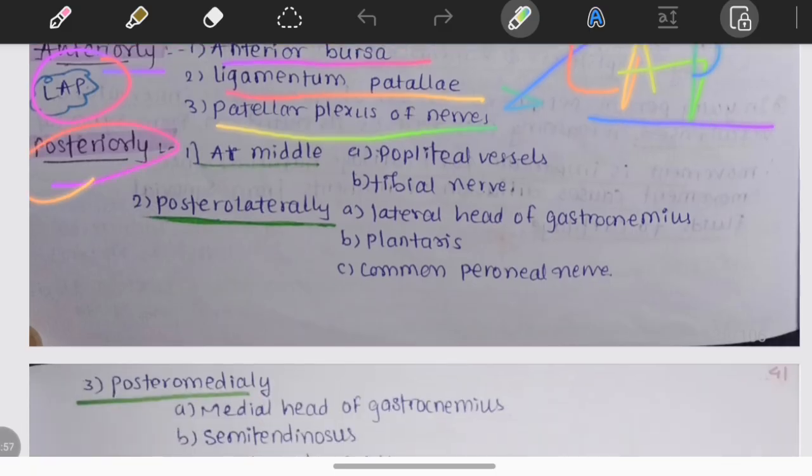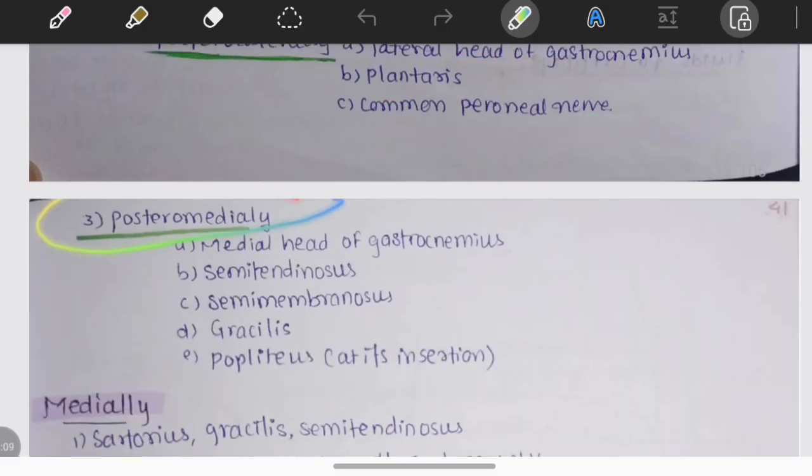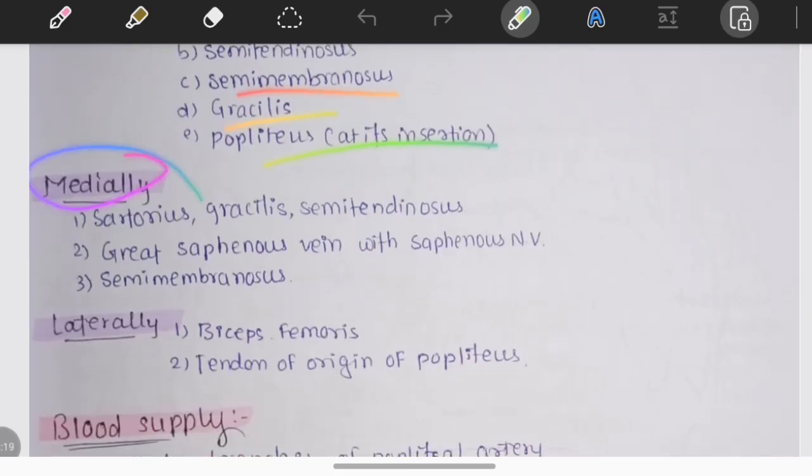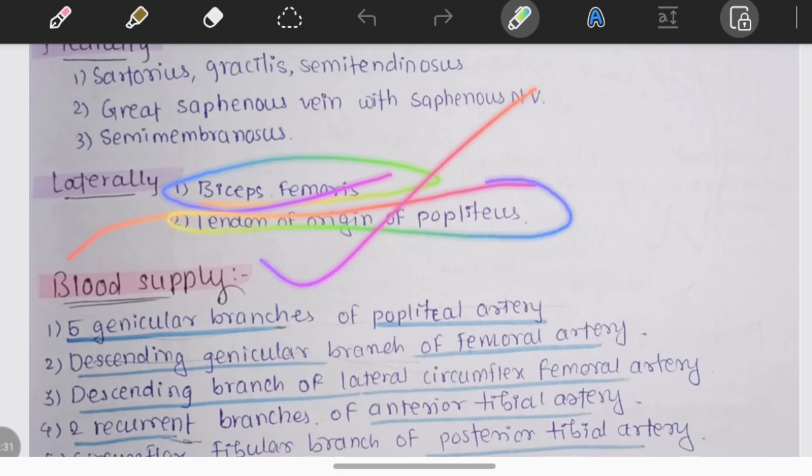Next, the posterior relations. In the middle: popliteal vessels and tibial nerve. Posterolaterally: lateral head of gastrocnemius, plantaris and common peroneal nerve. Posteromedially: medial head of gastrocnemius, semitendinosus, semimembranosus, gracilis and popliteus muscle. Medially, it is related to sartorius, gracilis, great saphenous vein and semimembranosus. Laterally, it is related to biceps femoris and the tendon of origin of the popliteus muscle.